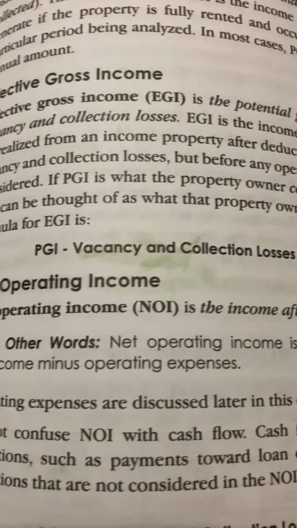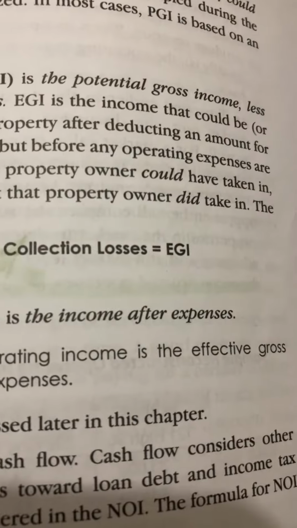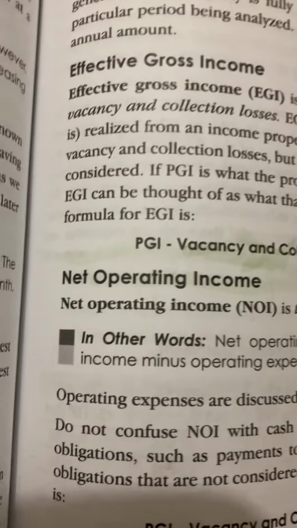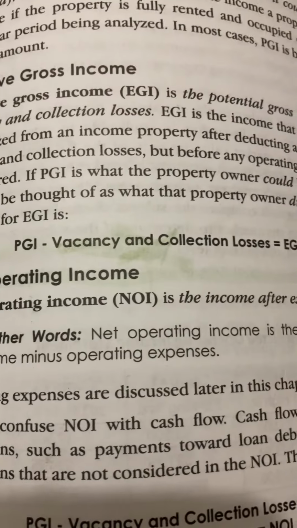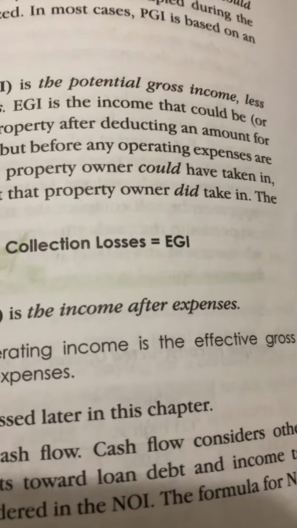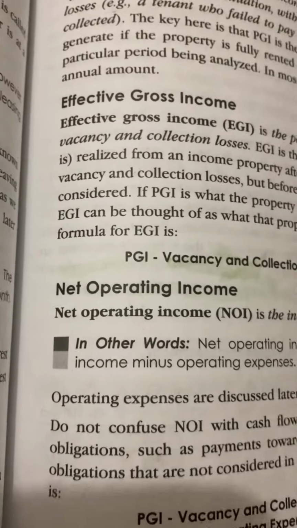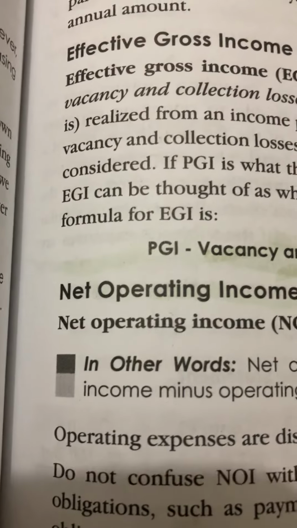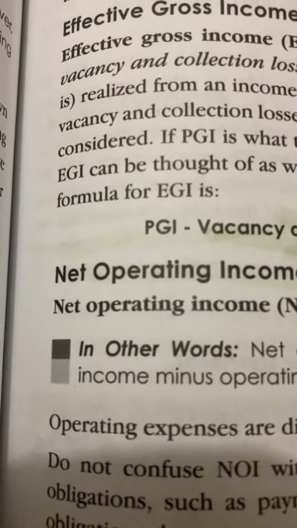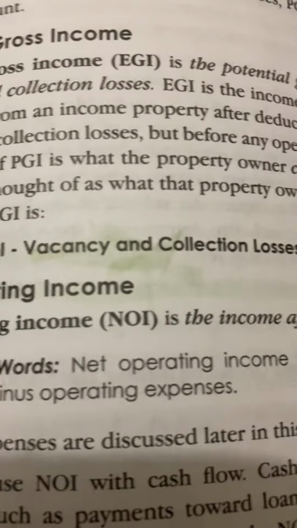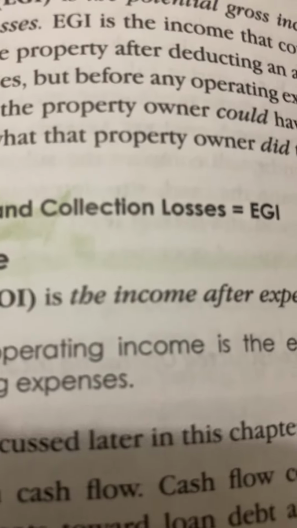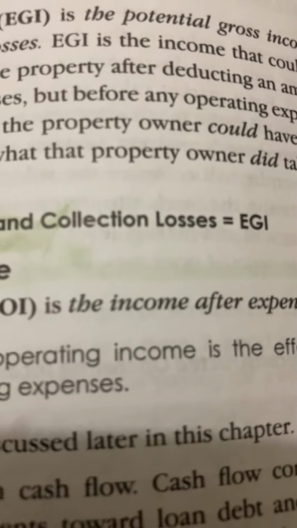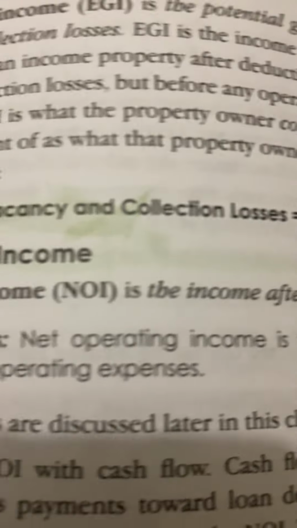If PGI is what the property owner could have taken in, EGI can be thought of as what that property owner did take in. The formula for EGI is you take your potential gross income, PGI, minus vacancy and collection losses. That'll equal your EGI, effective gross income.